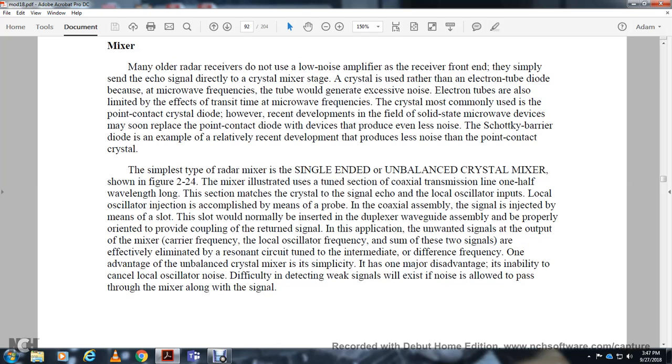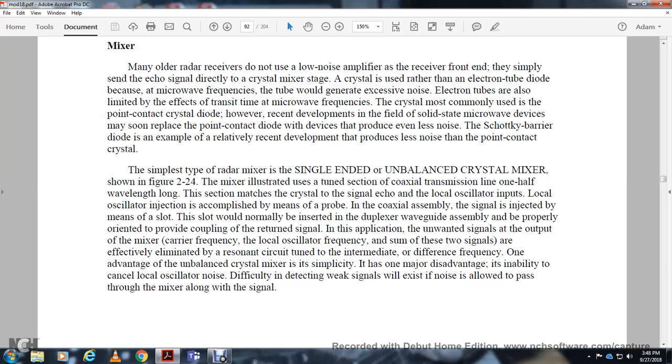This type of radar system mixes the signal in an unbalanced crystal mixer. In figure 224, the mixer illustrates a tuned circuit of coaxial transmission line, one half of a wavelength long, with the crystal matched to a single echo input and the local oscillator input. The local oscillator injection is accomplished by means of a coaxial assembly, with the signal injected by means of a slot. The duplexer waveguide assembly, properly oriented, provides a coupling of the return signal, and unwanted signals appear at the output of the mixer, including the carrier of the local oscillator frequency.